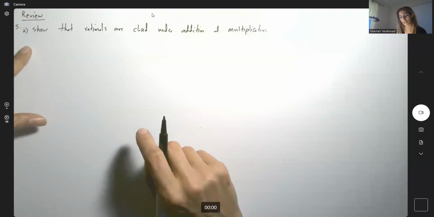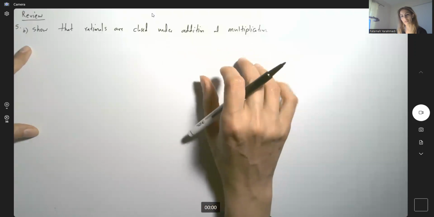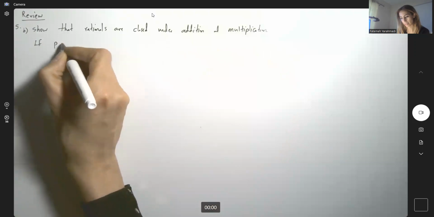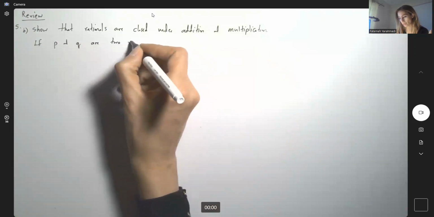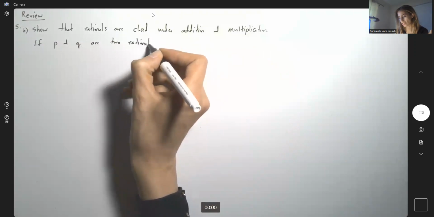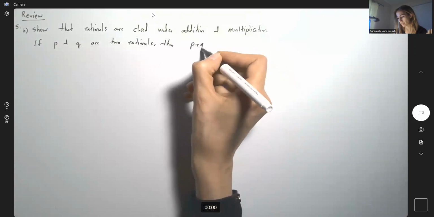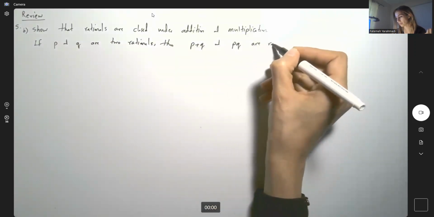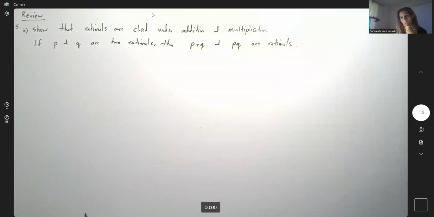Next question. Show that rationals are closed under addition and multiplication. So what's the meaning of that? It means that if P and Q are two rationals, then P plus Q and also P times Q are rationals as well. So how do we prove that?